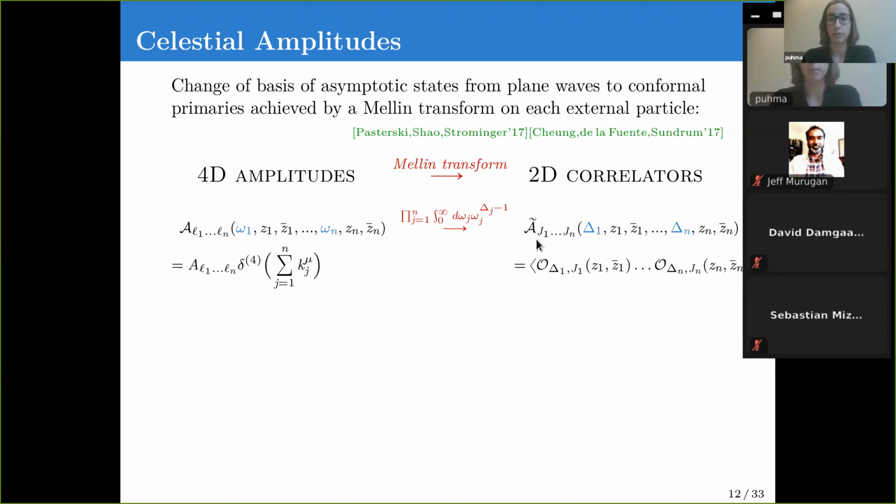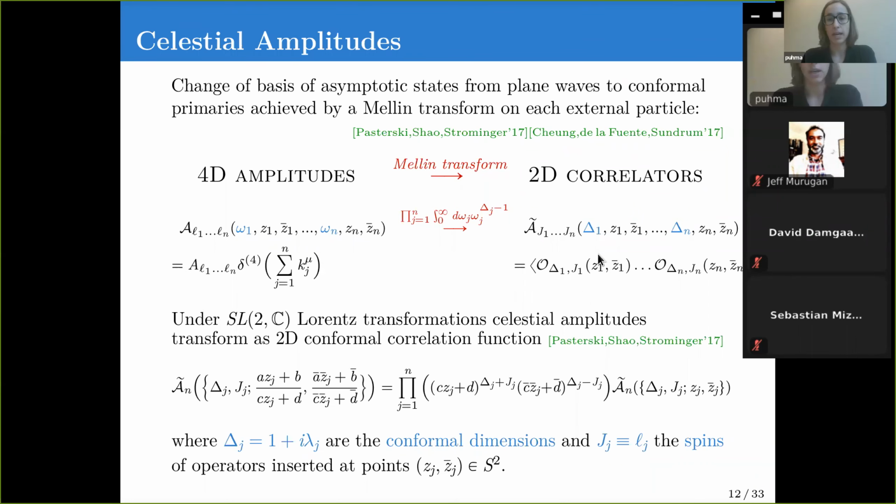and then I obtain what's called the celestial amplitude. Now on the momentum side, I have some function of these parameters, and then this four-dimensional energy momentum conservation. And in performing these Mellin transforms, I can use up some of this momentum conservation in order to obtain the so-called celestial amplitude.